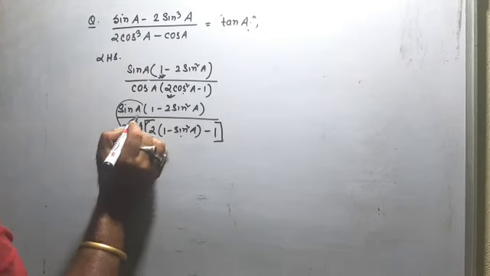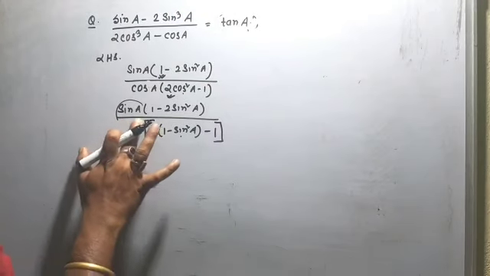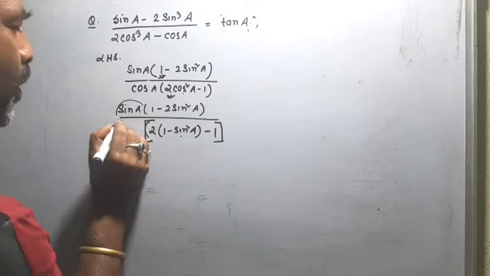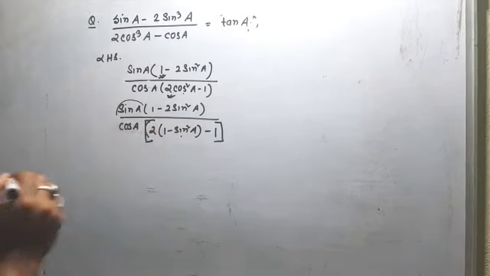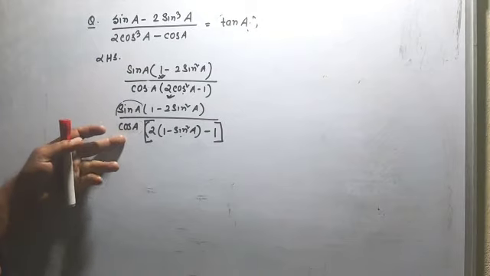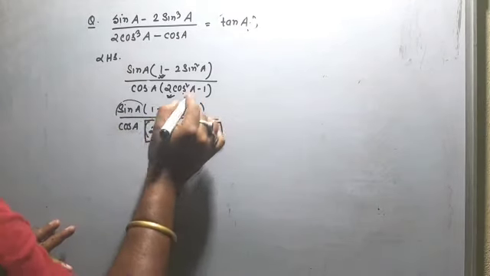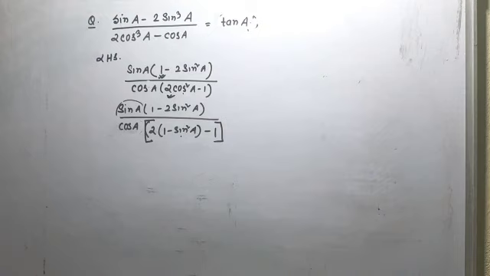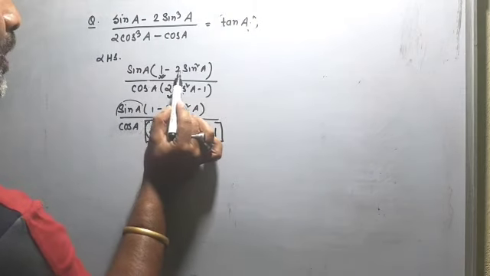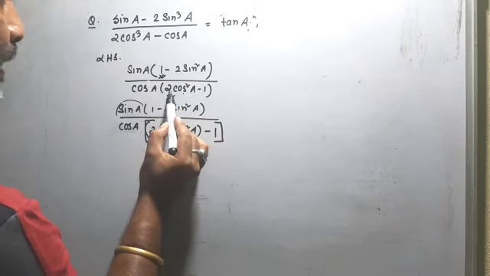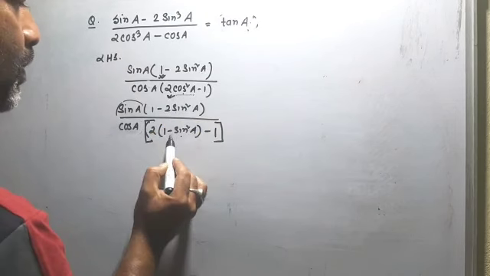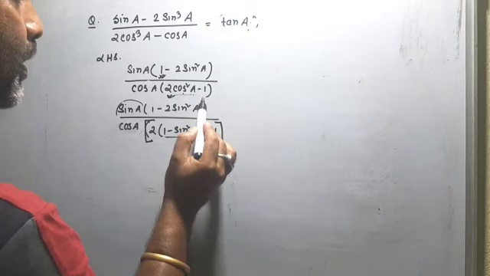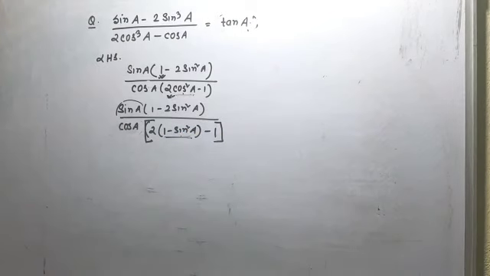My target is sin a by cos a remaining, always left. Then sin a by cos a is tan a, I know. So that's why I will try to make sin a and cos a as it is and try to cancel these two. So for this I just change 1 minus 2 sin square a same, and here 2 cos square a, and cos square a means 1 minus sin square a, and then minus 1. Clear?